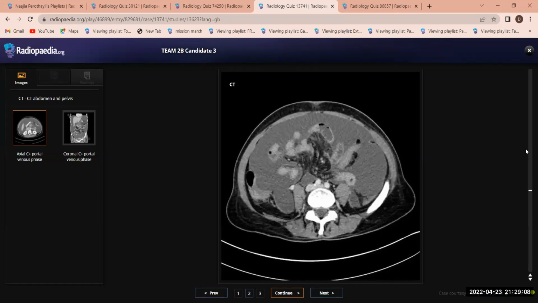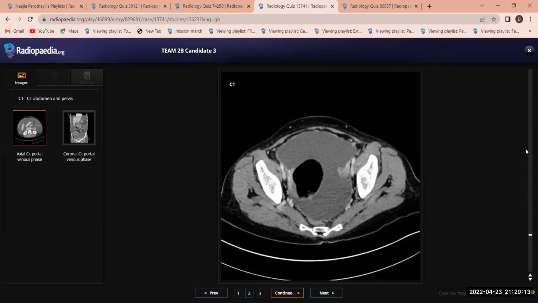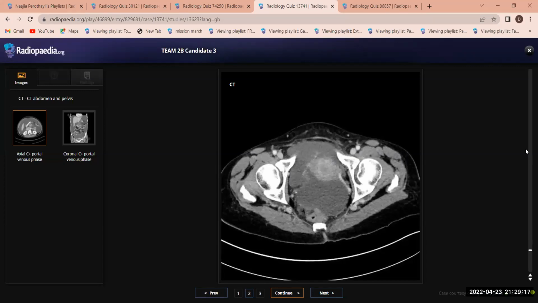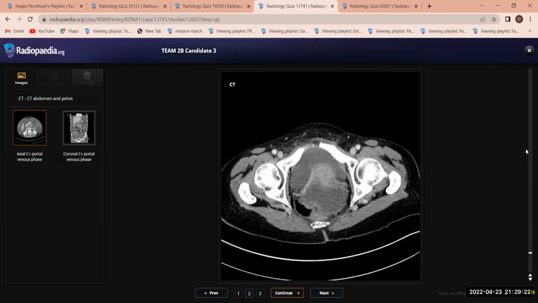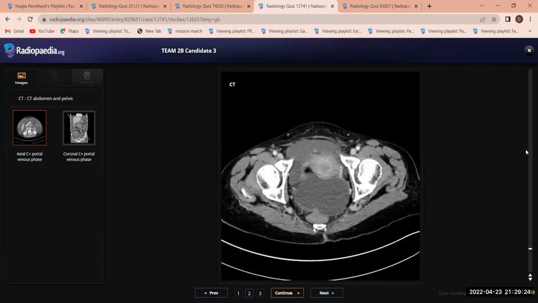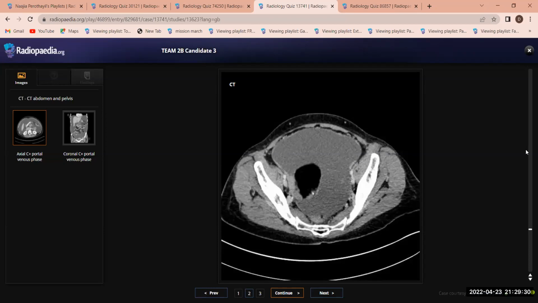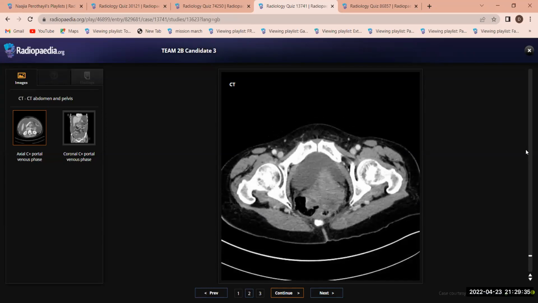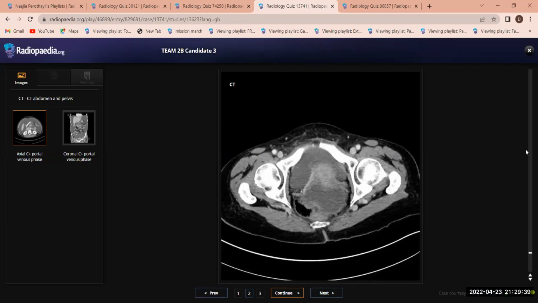I would want to look for the reason for the ascites. So I'm going back in the pelvis to look for any ovarian pathology, because this patient is a female patient. There appears to be a structure adjacent in the right adnexa.